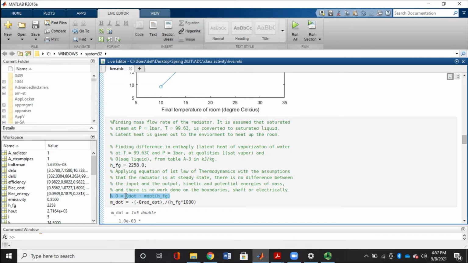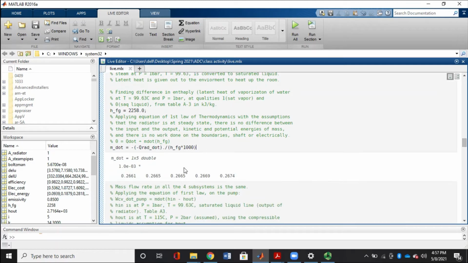And here we have Q dot, which will be the Q radiation from the heater to the room, and this will be m dot times (h in minus h out). So h in minus h out is easily replaced by hfg, because the only heat that is lost is the latent heat of vaporization, and from a quality of 1 it goes to a quality of 0. So we simply find m dot, and we find this to be different for each case. That is, if you want to go from 5 to 10, it is this. If you want to go from 5 to 30, it is this.